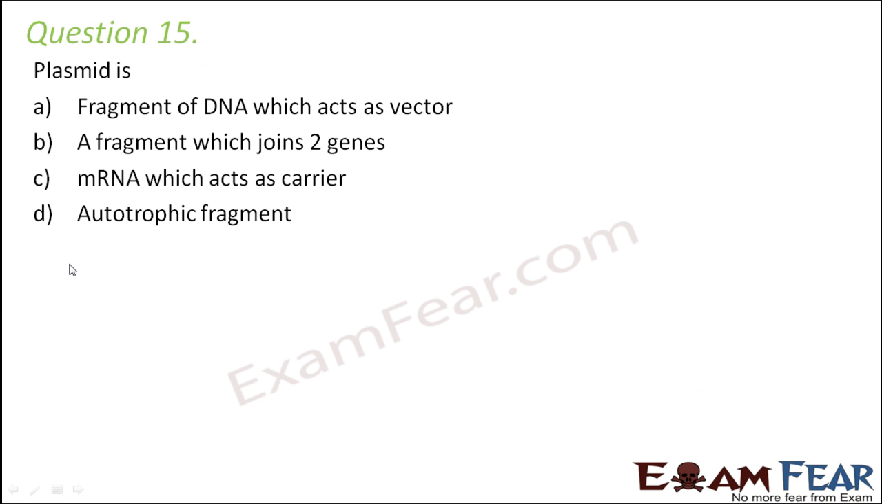Question number 15. Plasmid is a fragment of DNA which acts as a vector, a fragment which joins two genes, mRNA which acts as a carrier, or an autotrophic fragment. Well, plasmid is a small fragment of DNA which acts like a vehicle for gene transfer. So they facilitate transfer of genes. So they are vectors. So it's the first one.